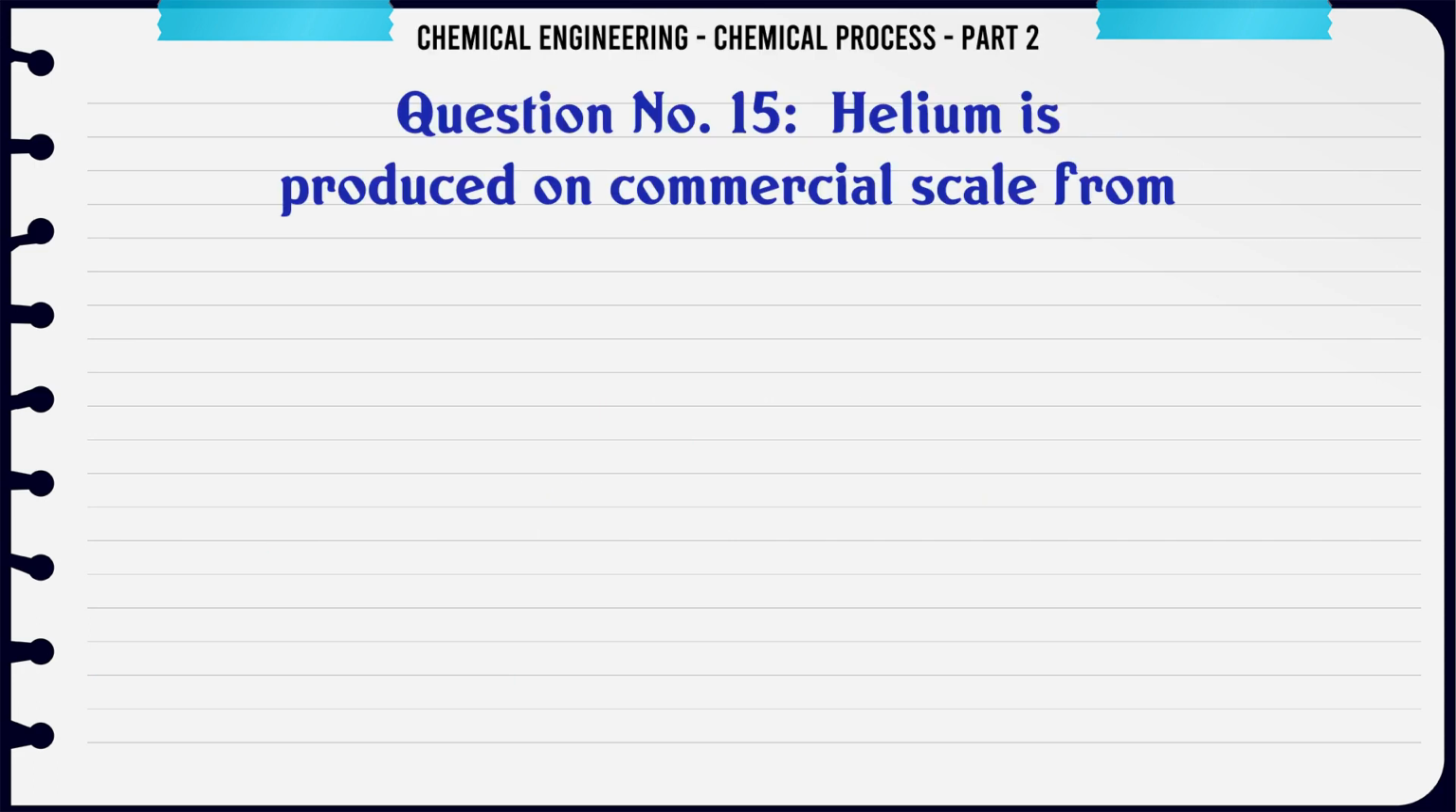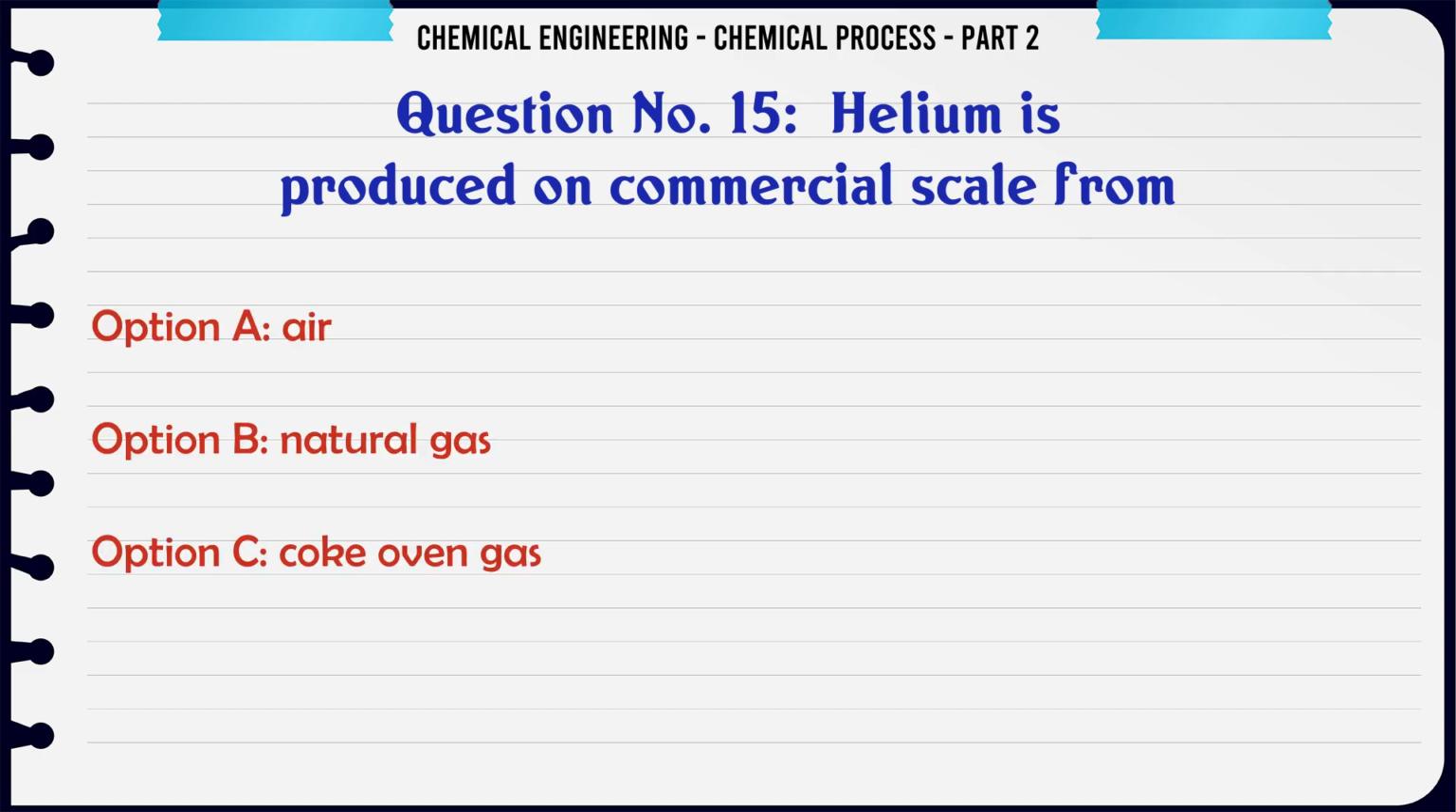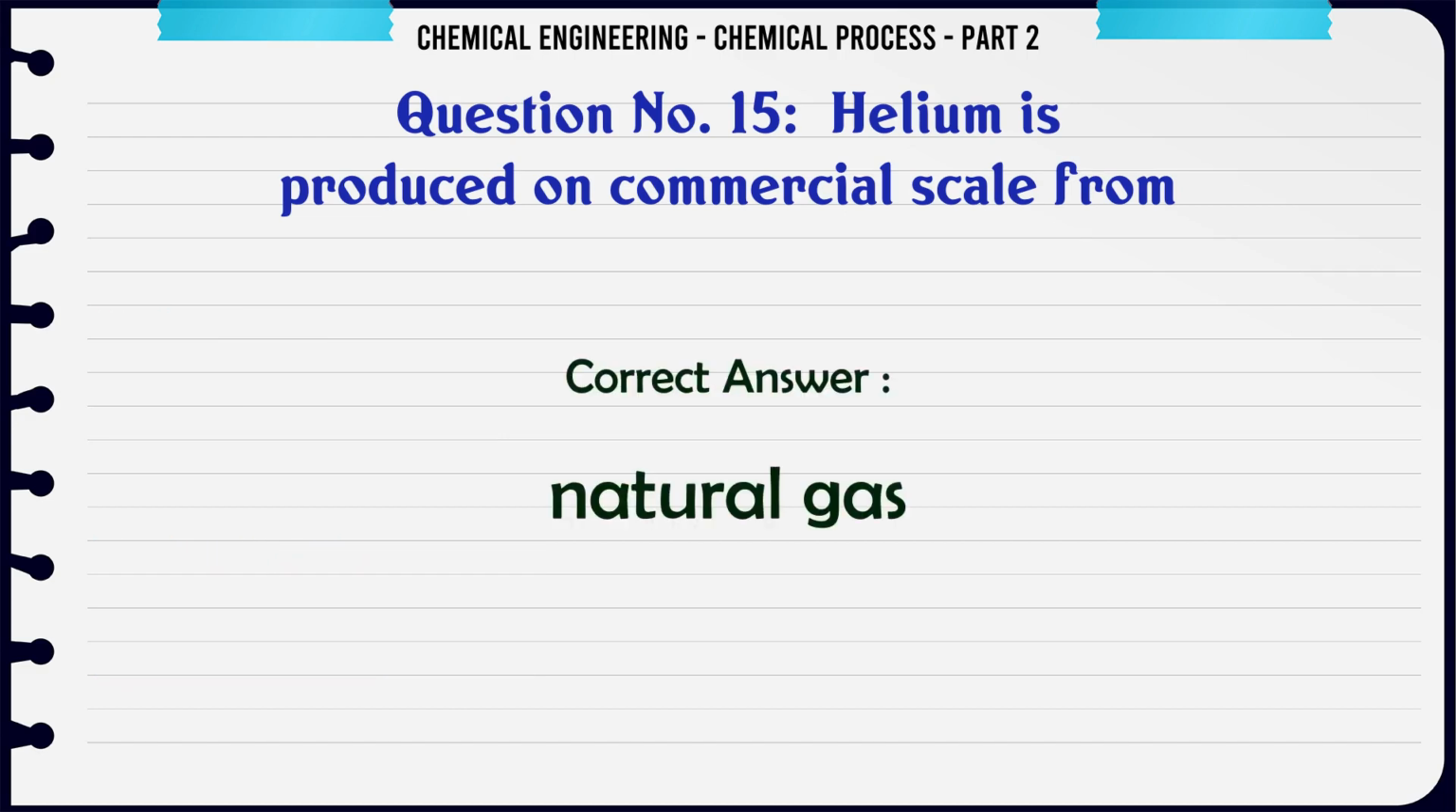Helium is produced on commercial scale from A. Air, B. Natural gas, C. Coke oven gas, D. None of these. The correct answer is natural gas.